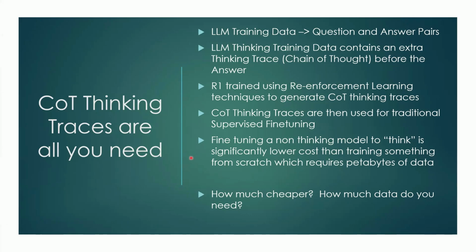What's interesting with R1 is that it was the first model that actually showed the training methods, and it used a reinforcement learning technique to generate the chain of thought thinking traces. This is fairly new because they weren't created by humans. Those traces are then used for traditional fine-tuning. Fine-tuning a non-thinking model to think is significantly lower cost than training something from scratch.